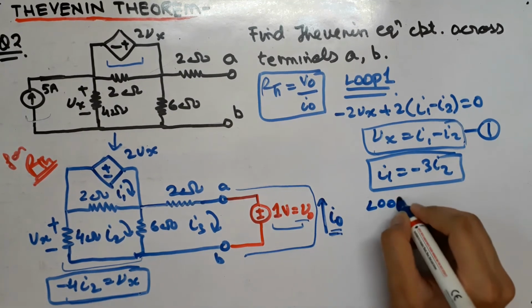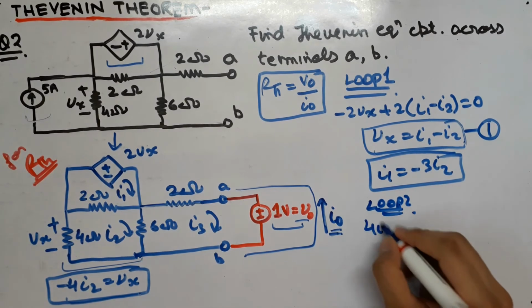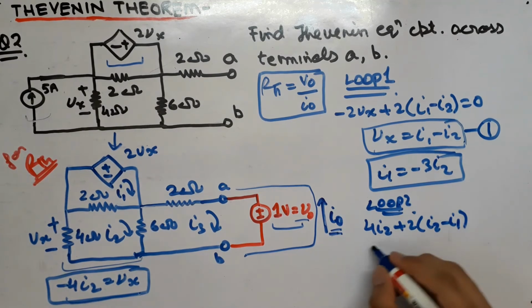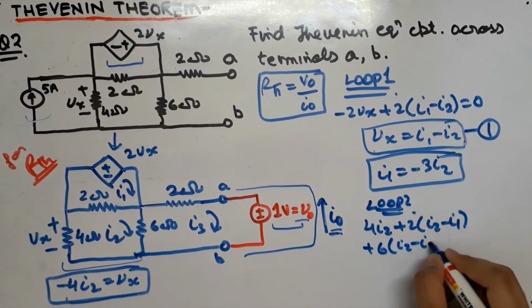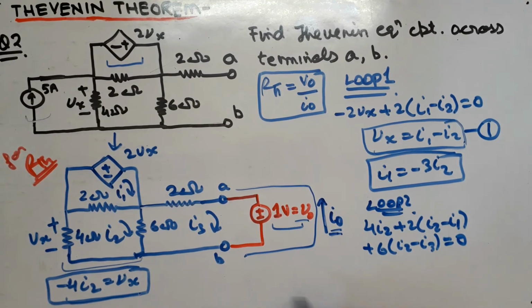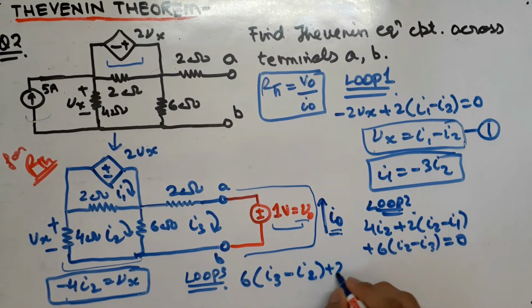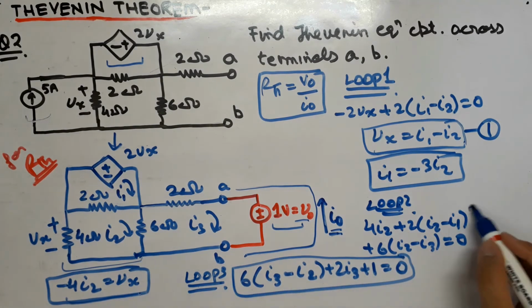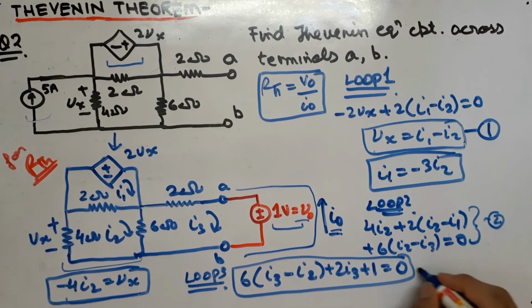Now in loop 2, we will get the equation as 4I2 plus 2(I2 minus I1) plus 6(I2 minus I3) equal to 0. And similarly from loop 3, we will get the equation as 6I3 minus I2 plus 2I3 plus 1. Consider the first equation to be equation 2 and the second equation to be equation 3.